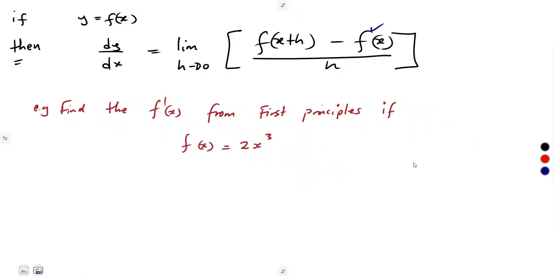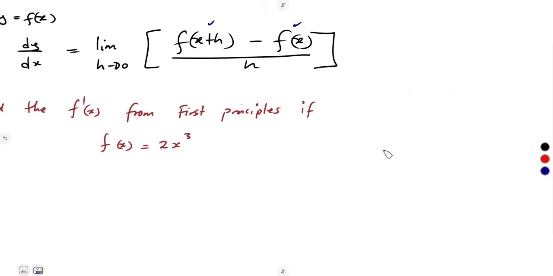Already f of x is given. This is what you are given: f of x is equal to this. So on our formula, f of x is given. What we need is the function of what? F of x plus h. Thus we are going to need f of x plus h.